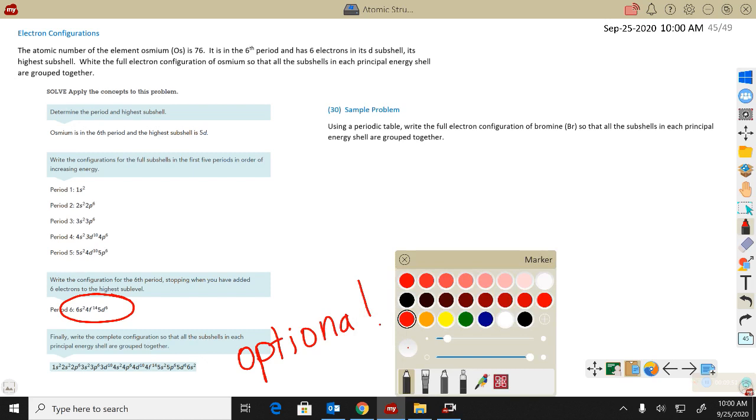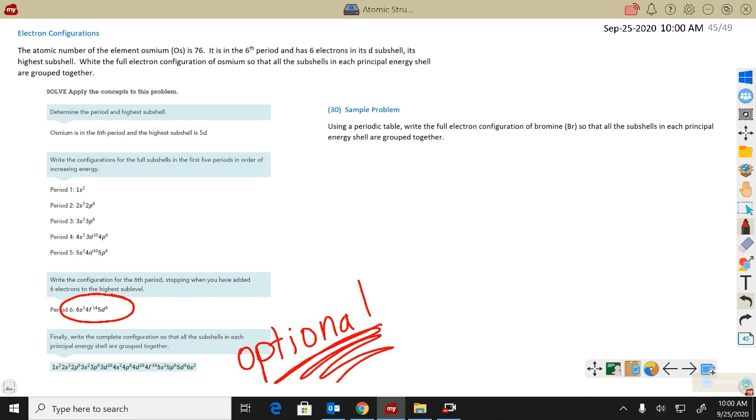Oh, whoopsies. Optional. Okay, so here's what they did. When you get to the D's, you know how the D's feel a little bit out of order? So for example, right in here, they listed 3d10 and then 4s2. Well, technically that's not the order that the orbitals will fill. So I'm going to tell you this, I don't do that.